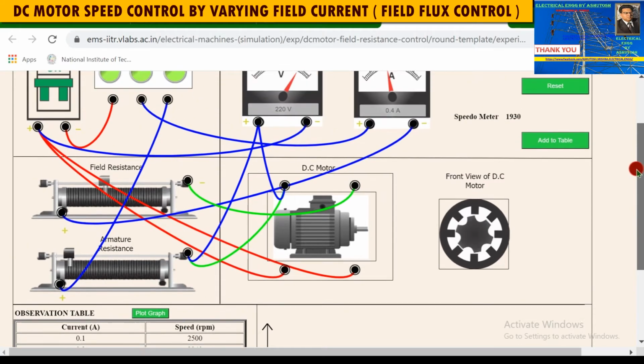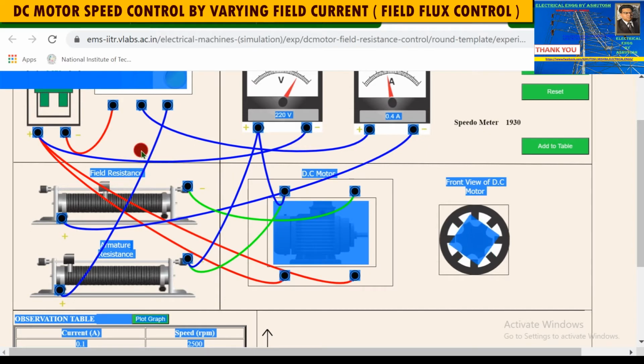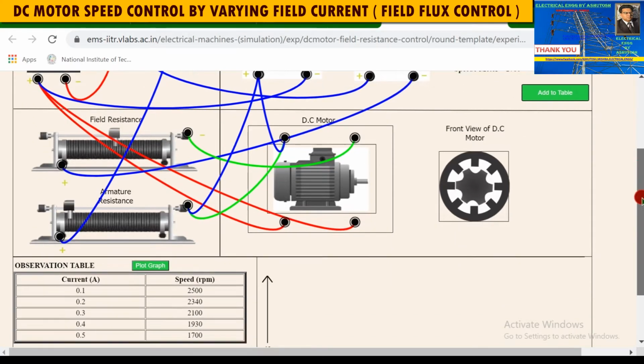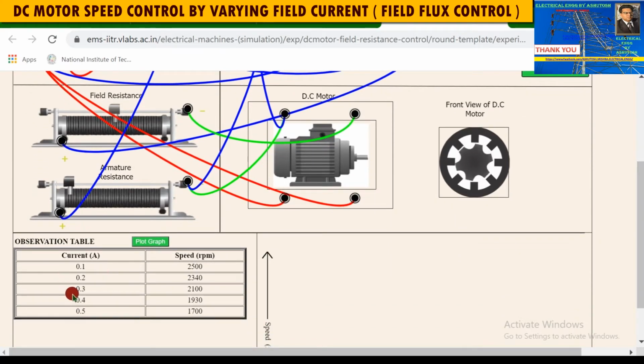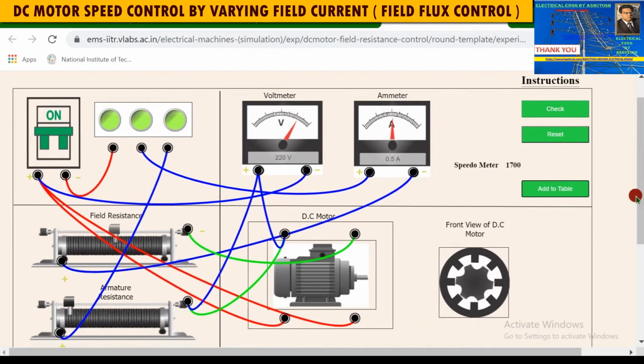So you can see, as you change the field resistance and then add to table, the current becomes 0.5 ampere. Current is increasing and field flux is also increasing, and therefore speed is decreasing. So guys, we have to reset this connection again. This was the practical.